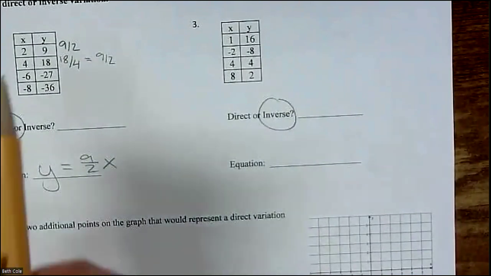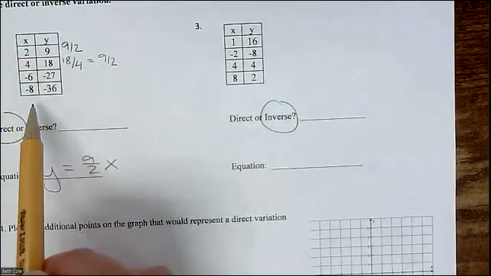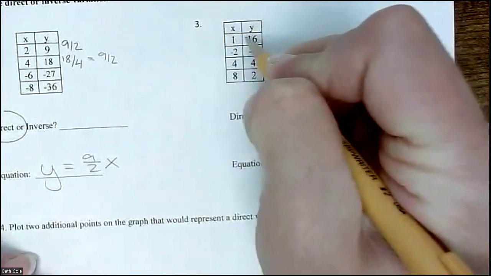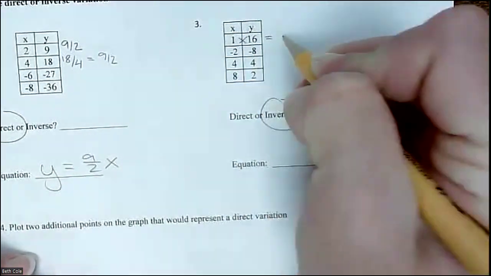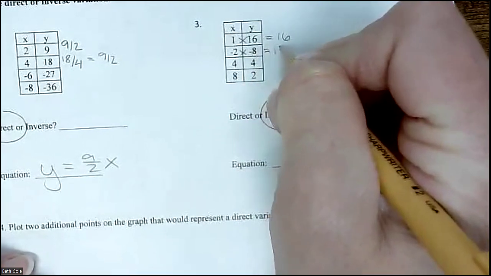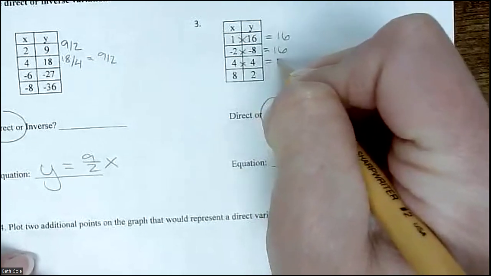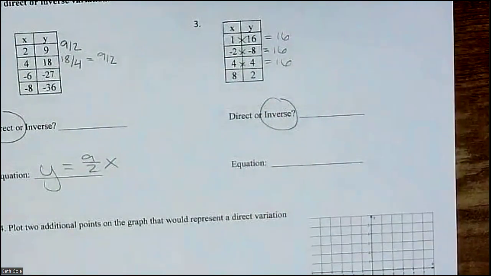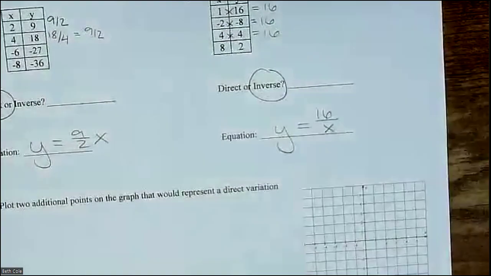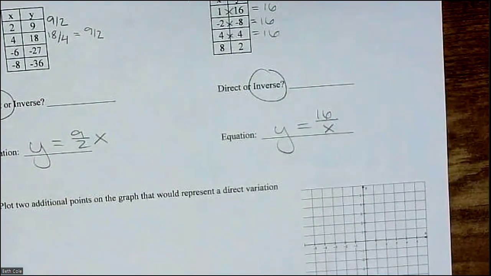So instead of dividing, like see how I did 9 divided by 2 to get this slope for this one? Instead, you just multiply them. What's 1 times 16? It's 16. -2 times -8 is also 16. 4 times 4 is 16. Like if you keep going, they're all going to give you 16. And so your equation is y equals 16 over x. So again, for the inverse, you just have that fraction bar in. So just try and type them in. If it makes a straight line, great, it's direct. If not, then it's inverse.